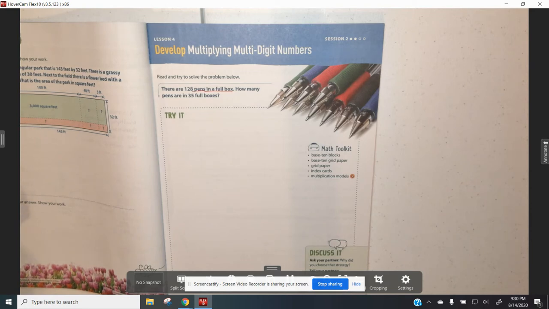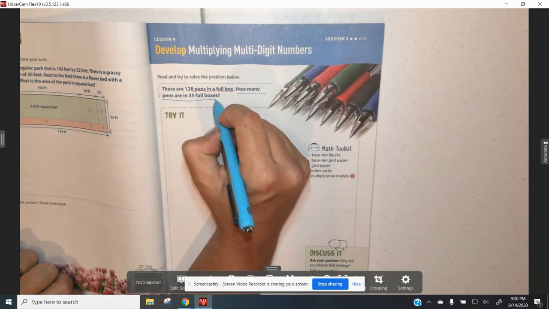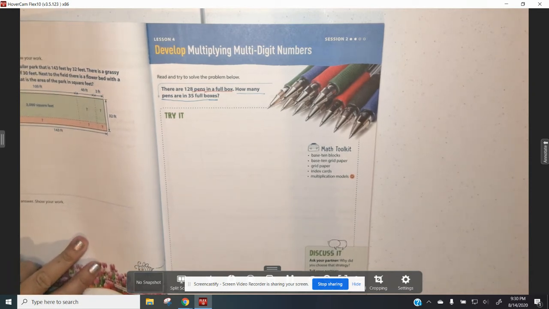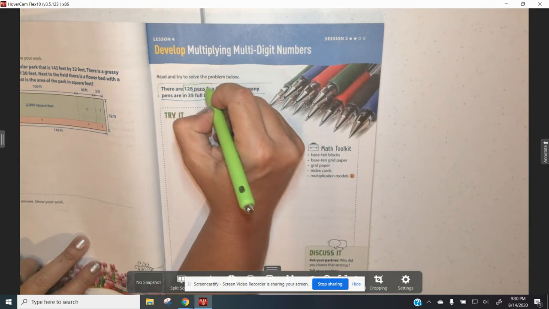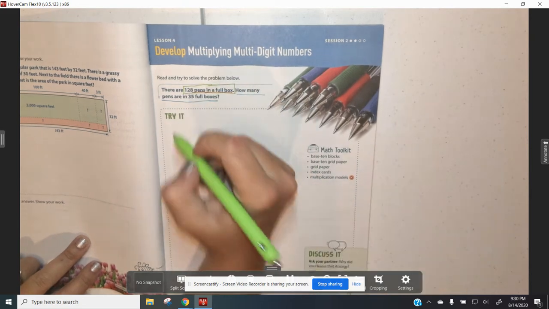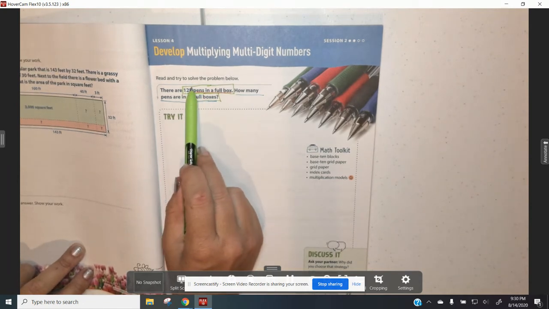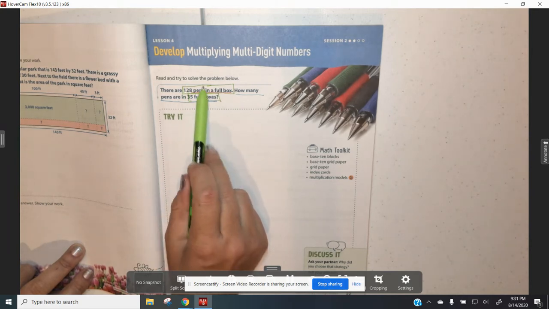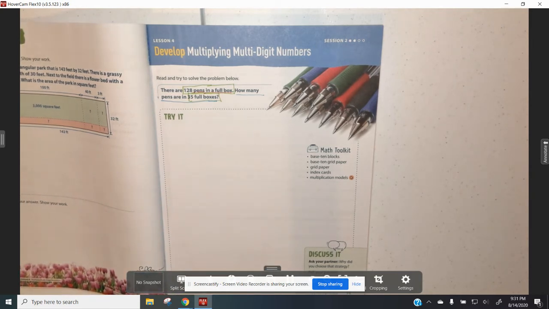Now, what are we trying to find out? What is the question that we're being asked to solve? And so that is, how many pens are in 35 full boxes? And then lastly, we need to find out what is the important information. So we know that there are 128 pens in a box and that we have 35 boxes. So we know if we have 128 pens in a full box and we have 35 full boxes, we need to multiply 128 times 35 to see how many we have all together.